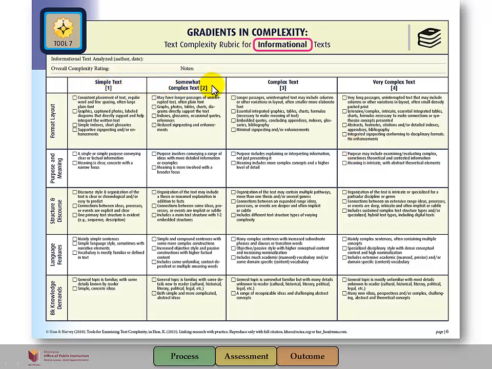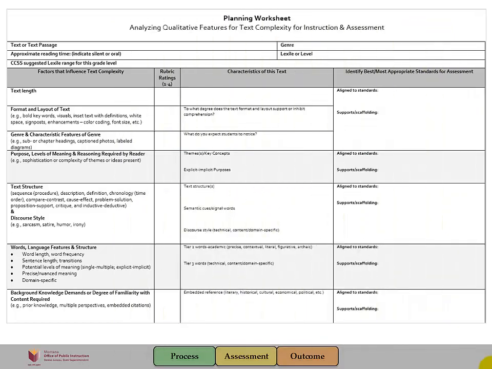From these classifications of the complexity of the text, we have a breakdown of the passage layout, the purpose and the meaning of the passage, the structure and the discourse, the language features, and the background knowledge demands that the passage may have. Before we transfer our knowledge to the text complexity decision, it may be useful to use this planning worksheet. This planning worksheet allows us to have more space to jot out the characteristics of the text and to identify the most appropriate standards for this assessment passage.